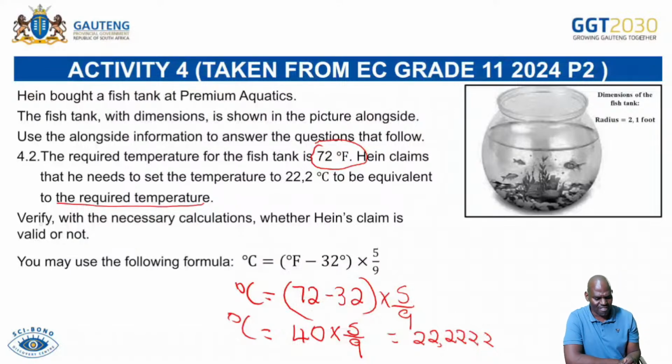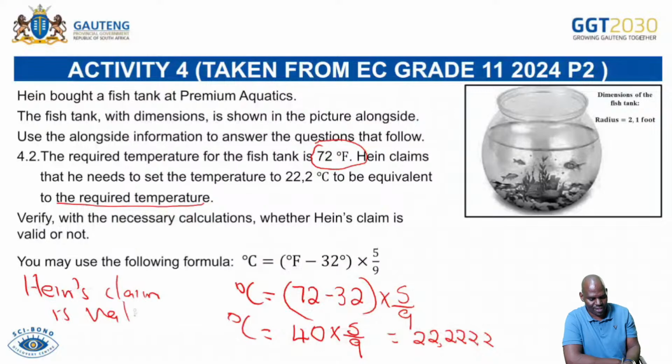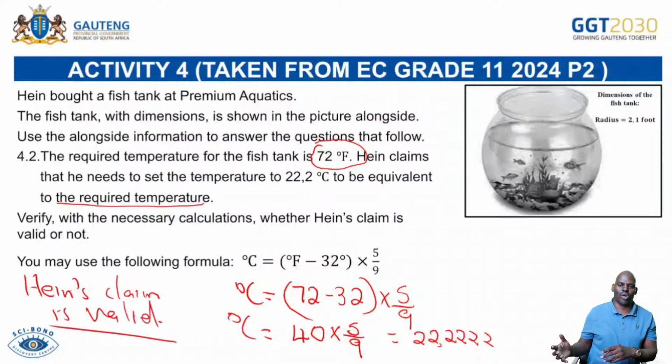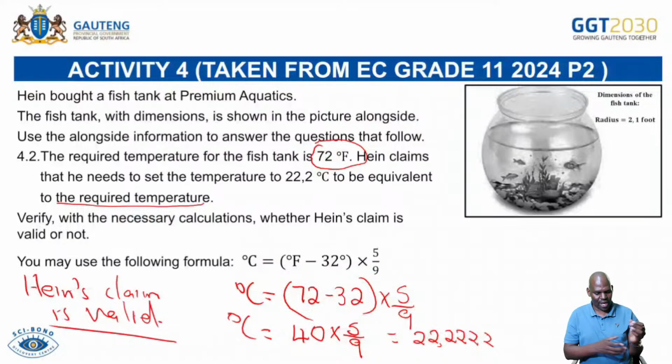Now, verify with the necessary calculation whether Haynes' claim is valid or not. Haynes' claim is valid because indeed 72 degrees Fahrenheit is the same as 22.2 degrees Celsius. So you must indicate this. There's a mark for this one. Haynes' claim is valid. After doing the calculations, you must indicate that indeed Haynes' claim is valid. So in this case, you just need to confirm the statement.